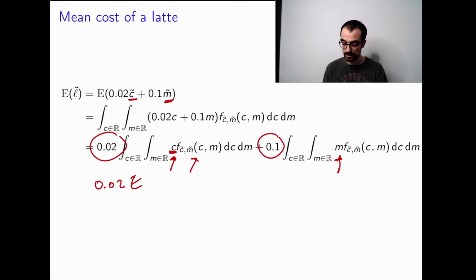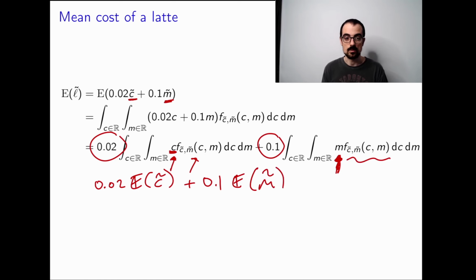So this is just E of C plus that constant, the expected value of M in this case, right? This is another function of C and M that is multiplied by the joint PDF. So we have this equality. And this is always going to happen when we have a sum and some constants because of linearity of integrals.